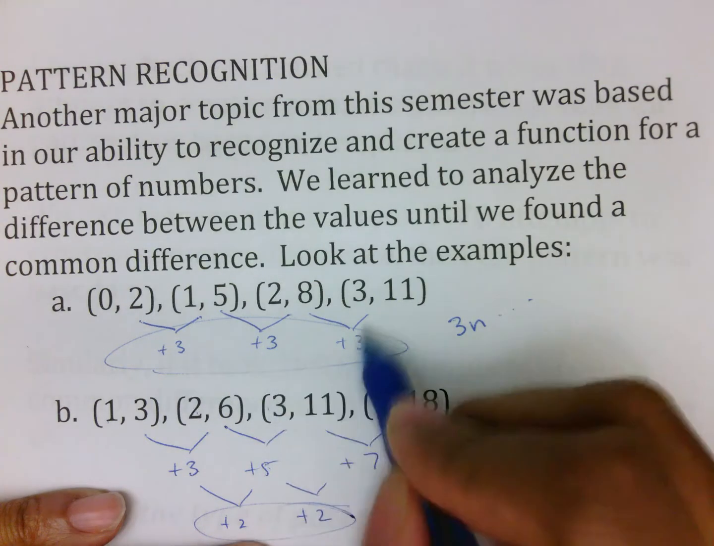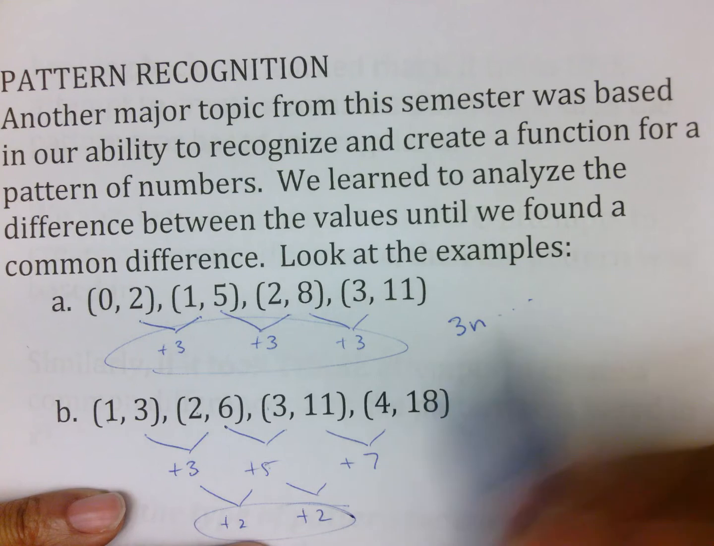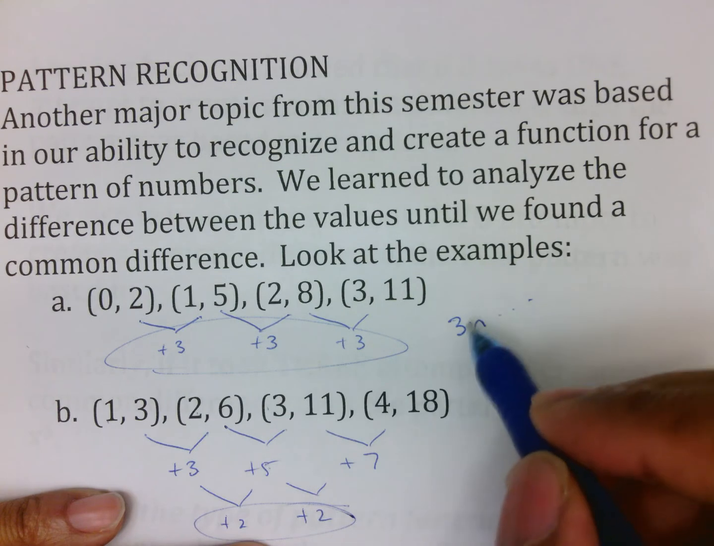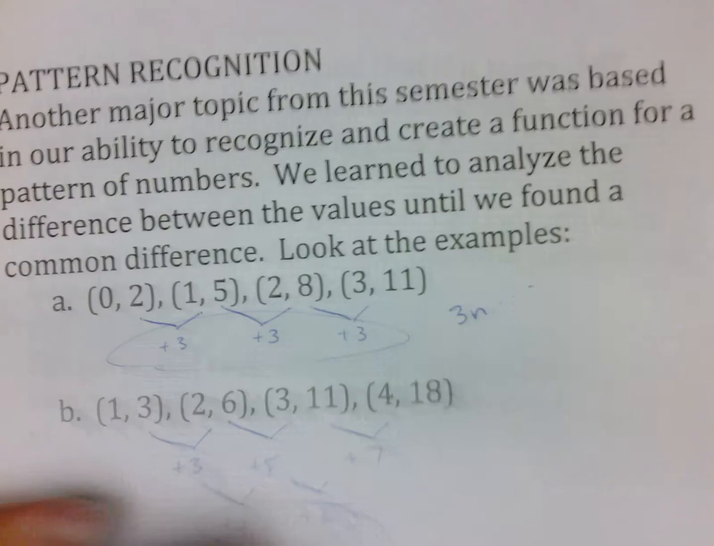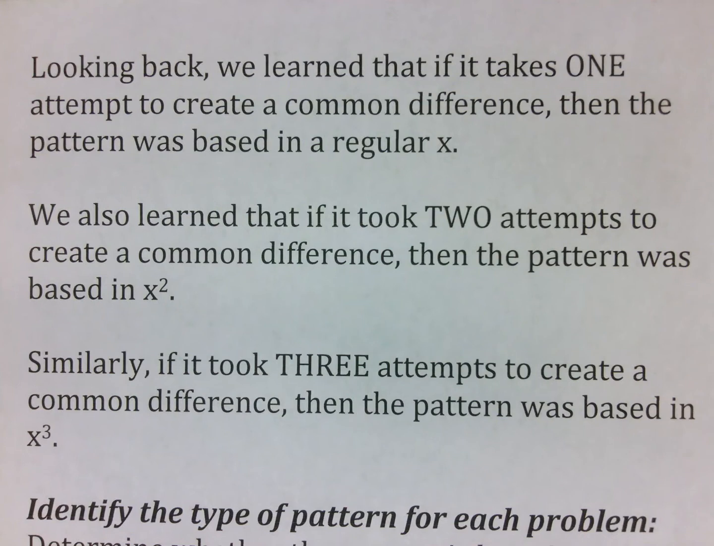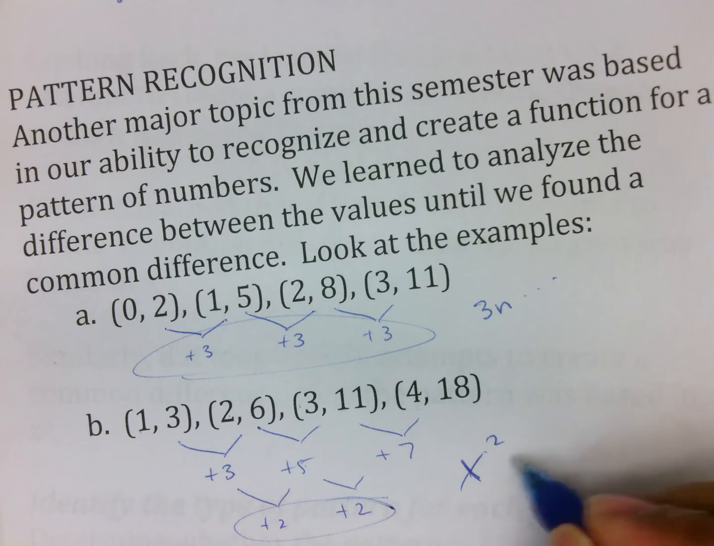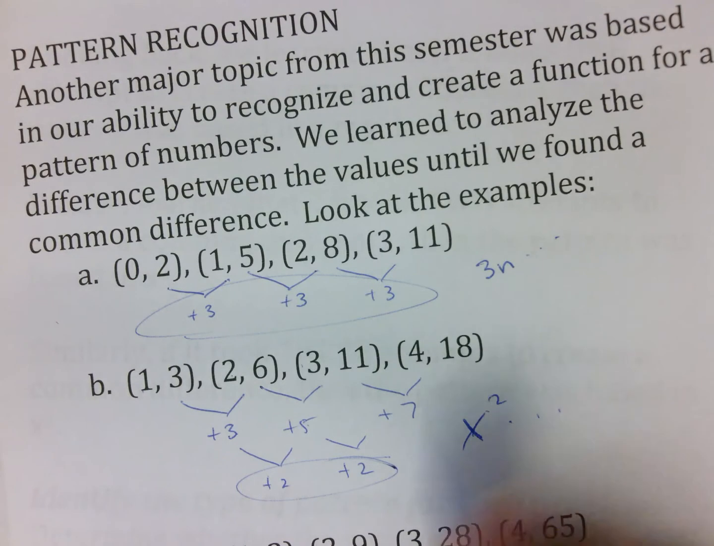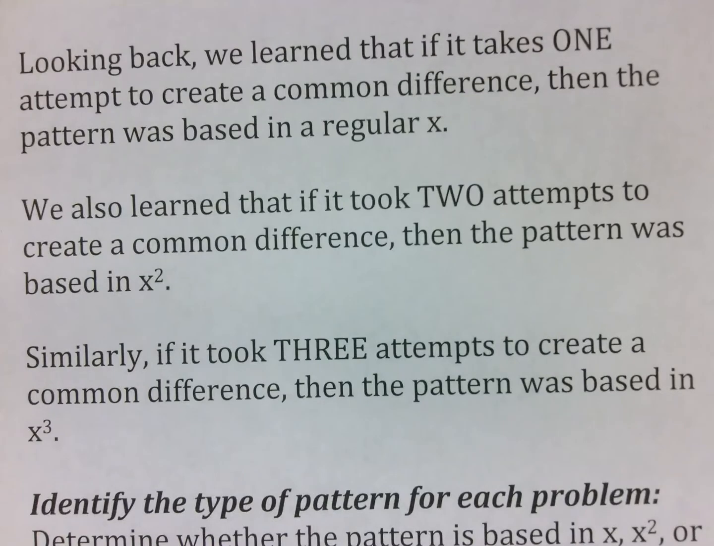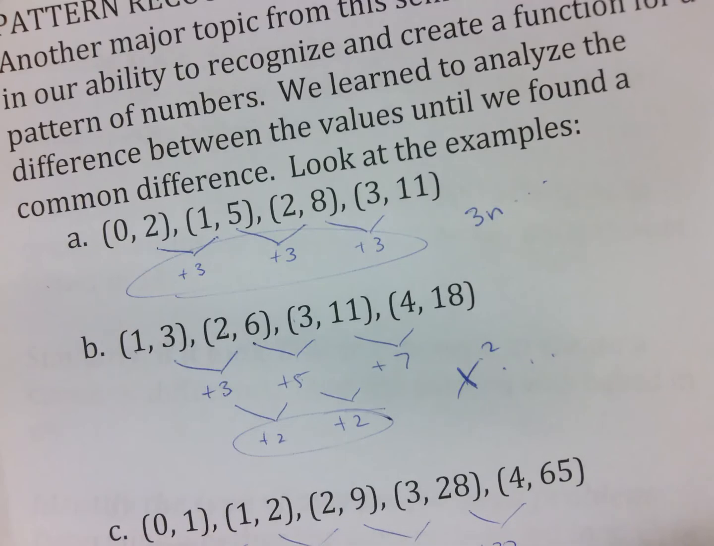But again, on the first type, if it matched on the first one, we made it 3n, and then we just kind of went from there. But again, it was n to the first power, or just a regular n. We learned that if it took 2 attempts to make the common difference, that it was an x squared pattern. So we don't know for sure what the pattern is, but we would say x squared, and then we would of course do some work, which we'll talk about in the next couple weeks, on how to figure that out again. And then if it took 3 attempts, that we knew that this was an x to the third.